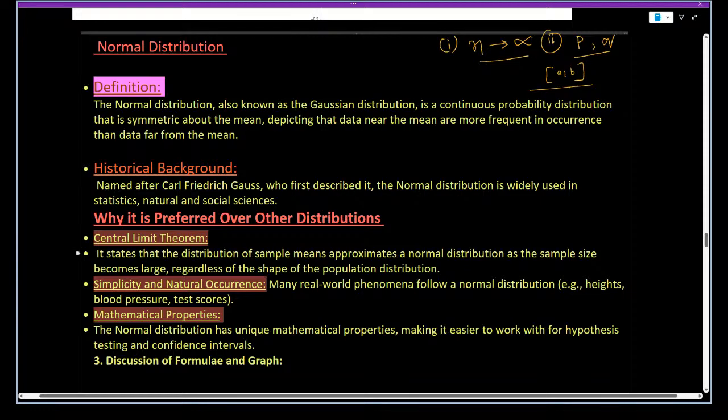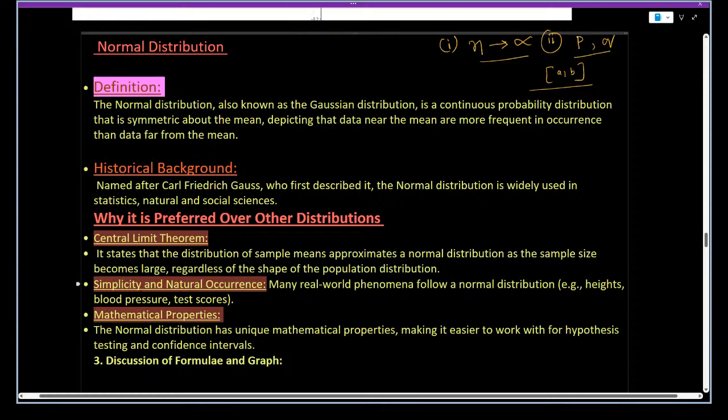We need it when the distribution of sample is such that the sample size becomes very large. Whatever the shape of the population distribution, that we don't care, but whenever the sample size is very large, tending to infinity, we use the normal distribution. It is suggested by the central limit theorem.